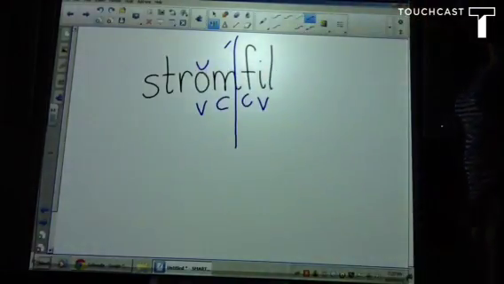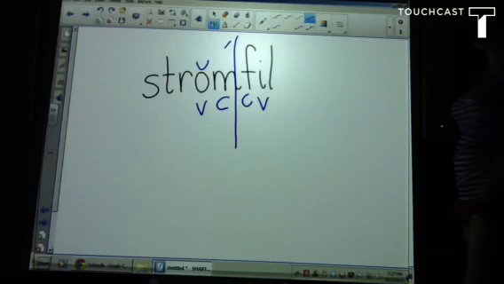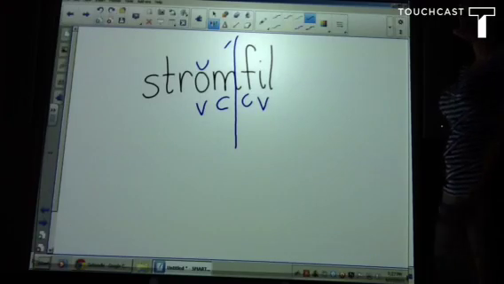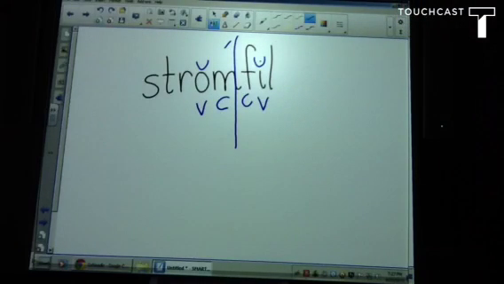What about the vowel in the second syllable? Is it followed by a consonant? Yes. And what do we do with vowels followed by consonants? Code it with a breve. Let's try to read this word. Stromfill. It's not a real word in English, but we can still read it because we know the rules of how to read words we don't know.